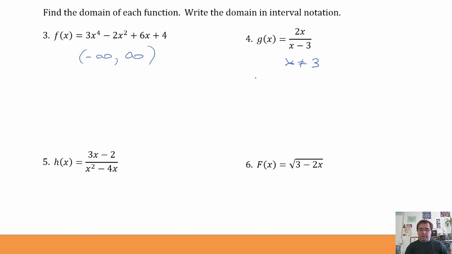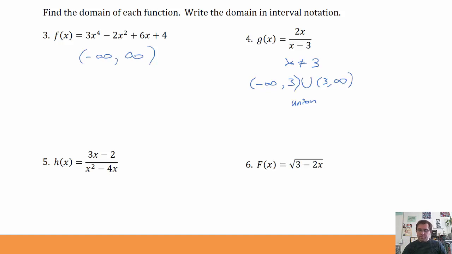So we're going to write it as negative infinity up to 3, but with parentheses because we can't include the 3. And then 3 to infinity with parentheses on the 3 because we still can't include the 3. And anytime we have more than one interval, more than one piece to this, we put a U in between them, like a capital U. It means a union. It means we'll take anything in one of those intervals or the other one. Doesn't matter which one.